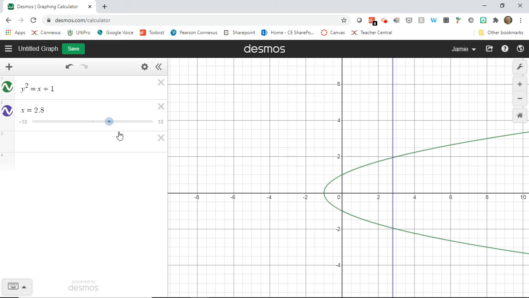So if you ever are solving and you have that plus or minus with the x, that's telling you you're going to have more than one output. That's not going to be a function.